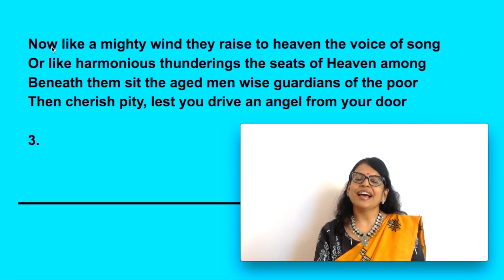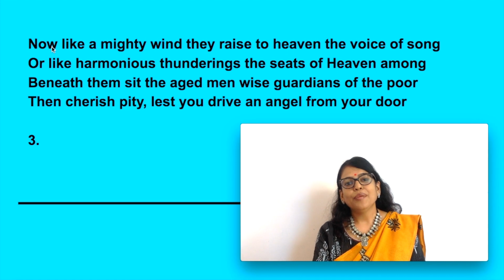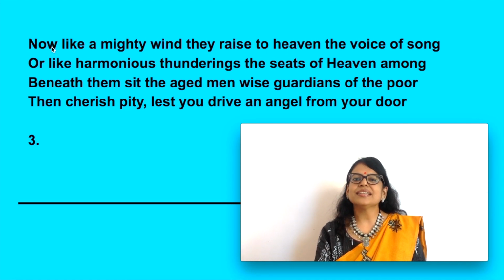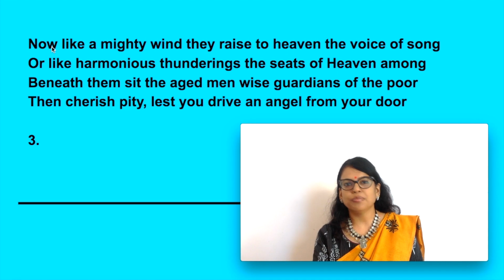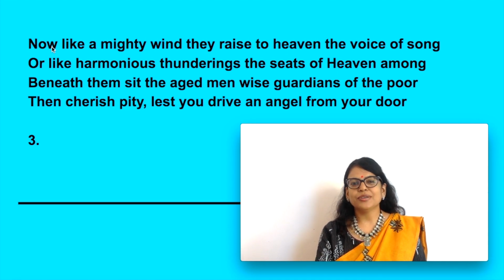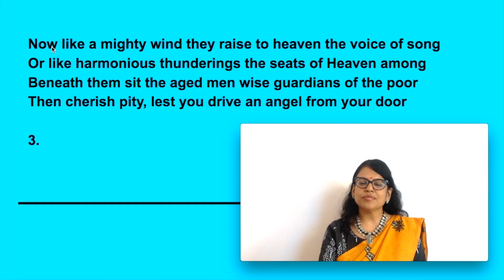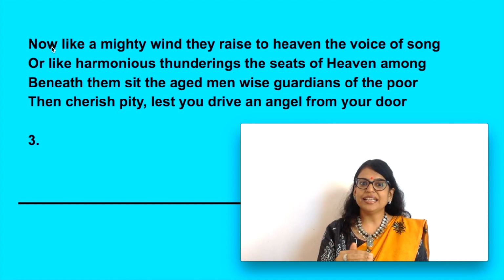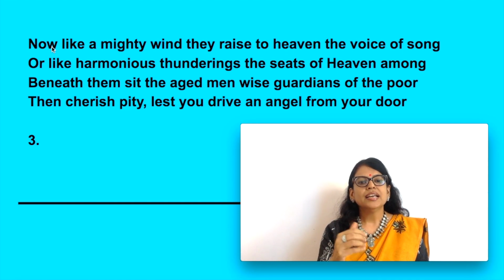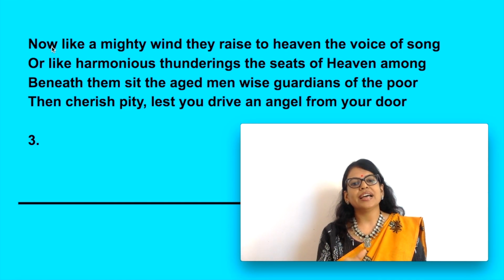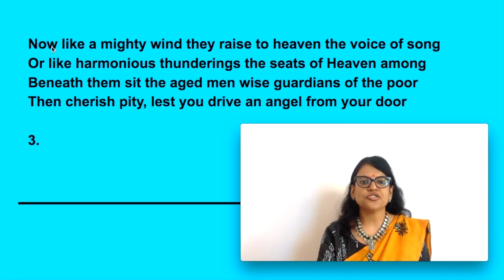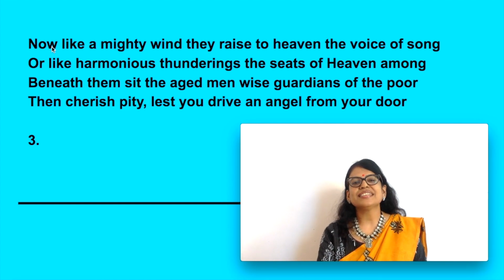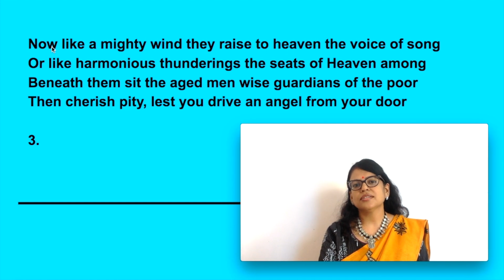And then comes the last bit of the poem, where the poet says that "beneath them sit the aged men, wise guardians of the poor." These aged men seem to be really wise, and they call themselves the guardians, the saviors, the protectors of the poor. These protectors of the poor actually do not have a voice that will reach heaven. Beneath them sit. The word beneath denotes that these men are not as pure as the children themselves, as innocent as the children themselves.